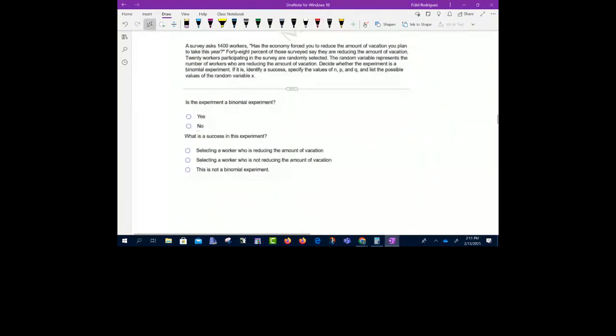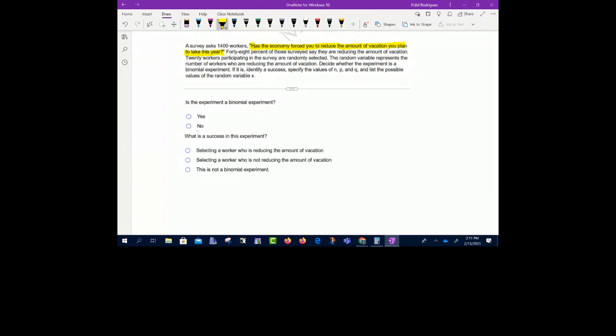We're going to do the same thing here. We're going to figure out if this is a binomial experiment, okay? So let's take a look. It says a survey asked 1,400 workers, has the economy forced you to reduce the amount of vacation you plan to take this year? So inflation is up, right? Things cost more. Has the economy said, hey, you know what, I don't know if we can go on vacation this year because everything has gotten more expensive? That's what they're basically asking me to figure out, okay?